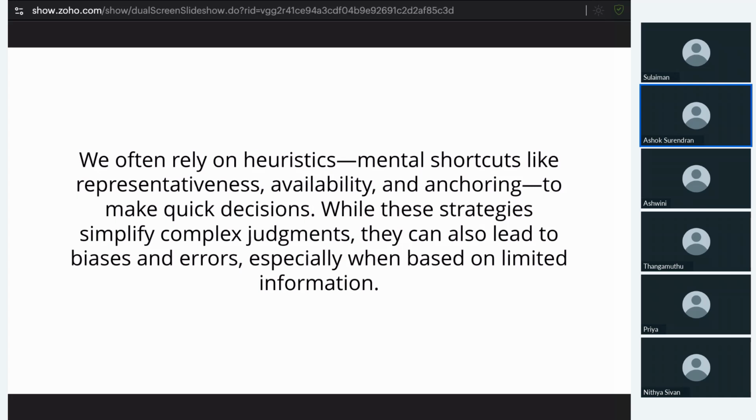So whatever decisions we take heuristically, it is all mental shortcuts like representativeness, availability, anchoring. All these are quick decisions which don't take any clock cycles in your brain, but you do the actions subconsciously or based on some bias. While these strategies simplify complex judgments, they can also lead to bias and error. That is a typical problem, especially when based on limited information.